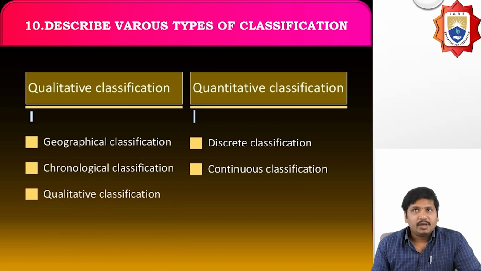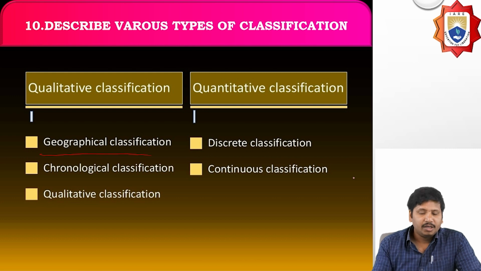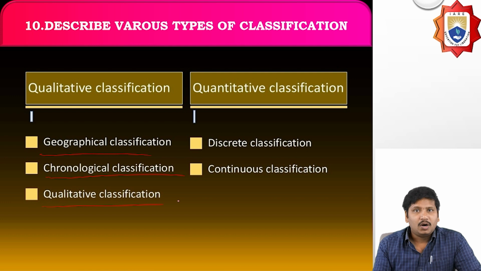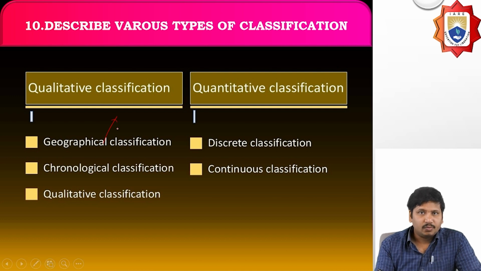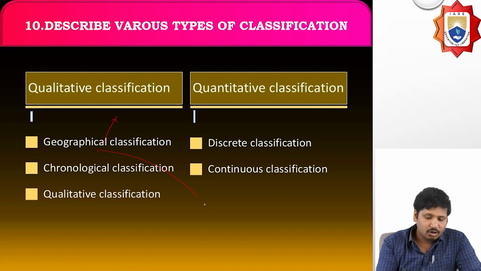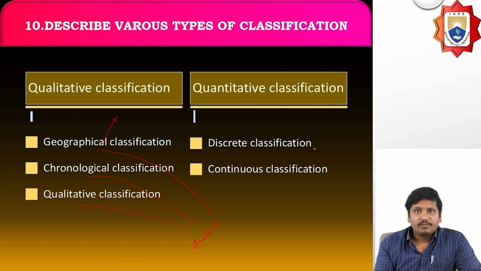And next, describe the various types of classification, like qualitative classification and quantitative classification. Qualitative classification includes geographical classification, chronological classification, and qualitative classification. All of these come under qualitative classification, where the data is related to geographical location, chronology, and quality. And next is quantitative classification, where you can see discrete and continuous.